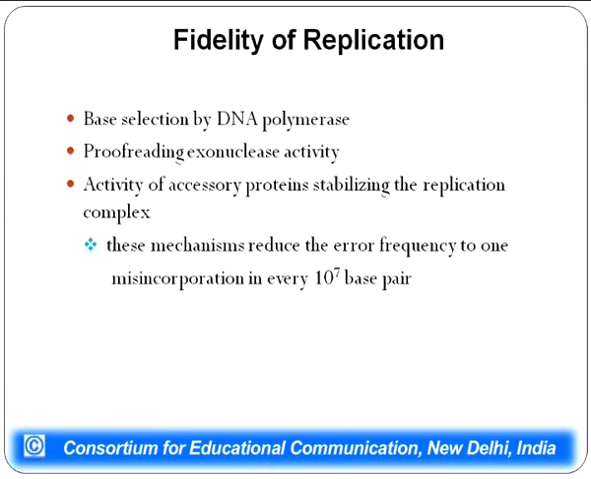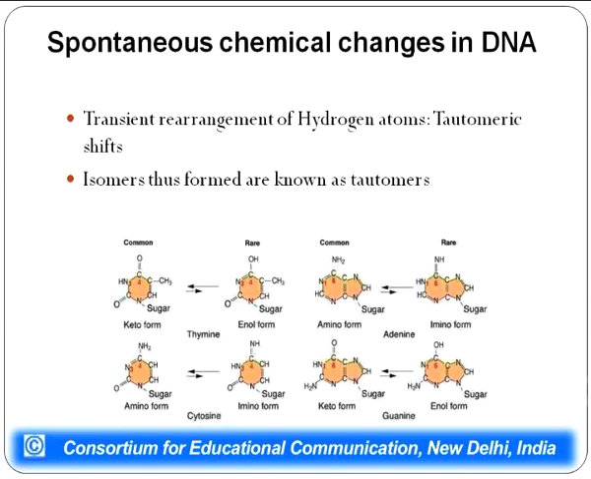The fidelity of replication is ensured by DNA polymerase because it has many such domains which ensure that there is no mismatch during replication, but still mutations do occur and there is misincorporation of bases during replication.